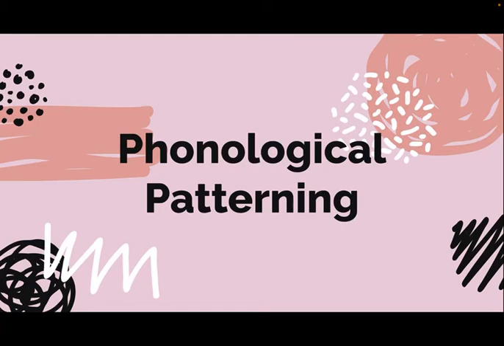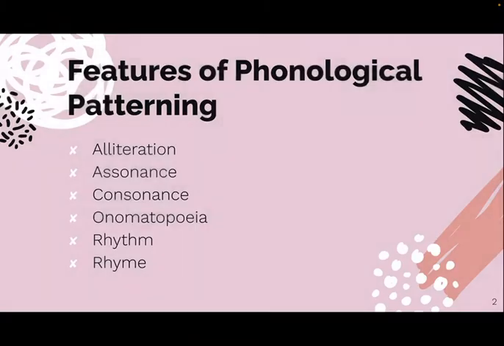Today we're going to be talking about phonological patterning. Okay, so the features of phonological patterning are alliteration, assonance, consonance, onomatopoeia, rhythm, and rhyme, and we're going to talk about each one of these in more detail.